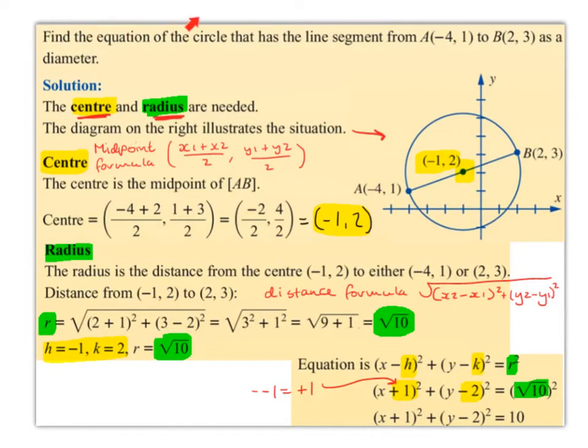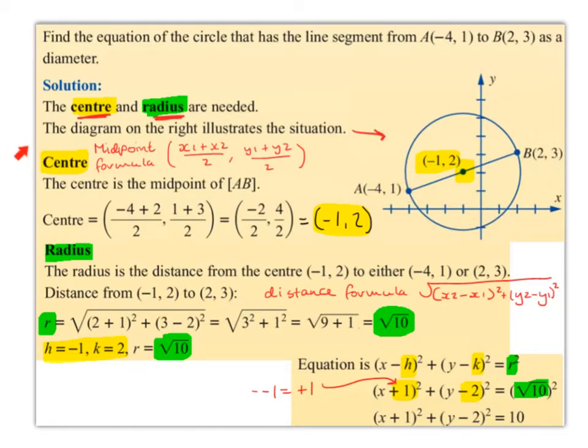Find the equation of the circle that has the line segment from A, minus 4, 1 to B, 2, 3 as a diameter. So we need to find the centre and the radius. This is usually how we start these questions, find the centre and the radius. The diagram on the right illustrates the situation. So here's our x-axis, here's our y-axis. We have the point A, minus 4, 1. So there's minus 4, 1. And we have the point B, 3, 2. And we know that these are the endpoints of the diameter of our circle. So our circle will go around these.